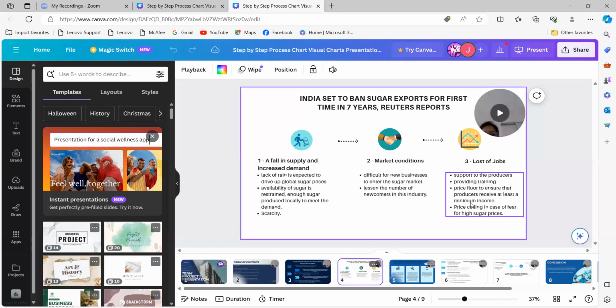Number 2, market conditions. The market conditions make it difficult for new businesses to enter the sugar market and lessen the number of newcomers in this industry. The loss of jobs: support to the producers, providing training, a price floor to ensure that producers receive at least a minimum income, and a price ceiling in case of fear of high sugar prices.